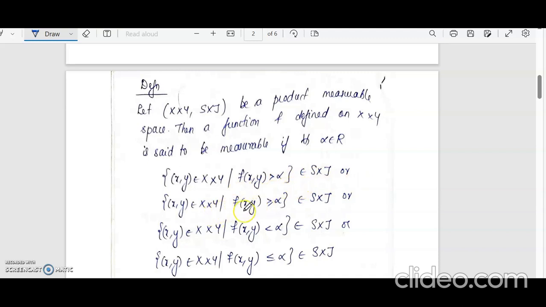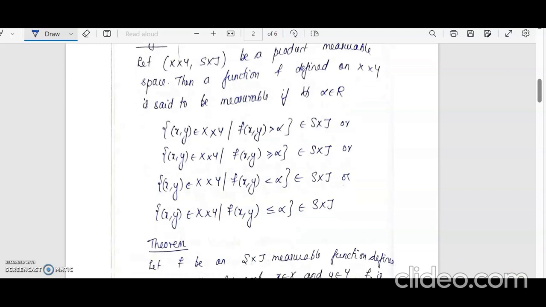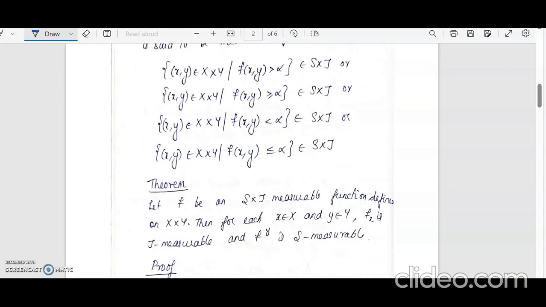As we said, for inverse images, again there are 4 similar conditions. So we can have f of xy greater than alpha, f of xy greater than or equal to alpha, f of xy less than alpha, f of xy less than or equal to alpha. So if the function satisfies any of these 4 conditions, then the function is said to be measurable on the space x cross y with S cross J. Now let us look at a theorem.